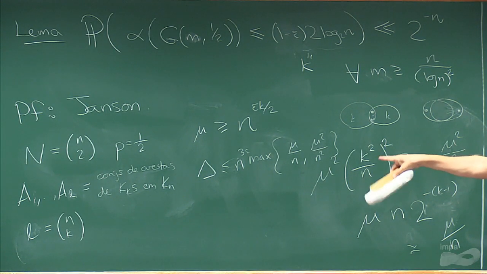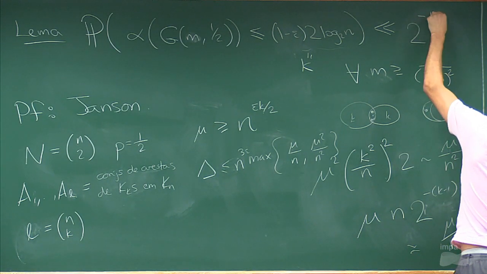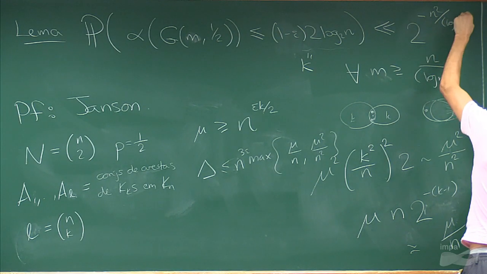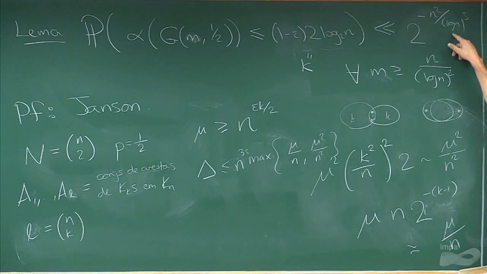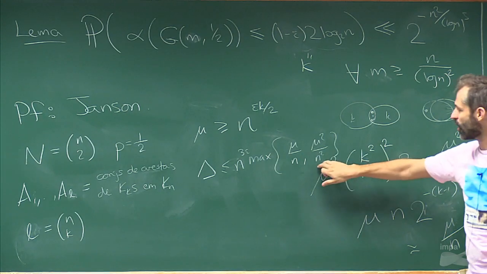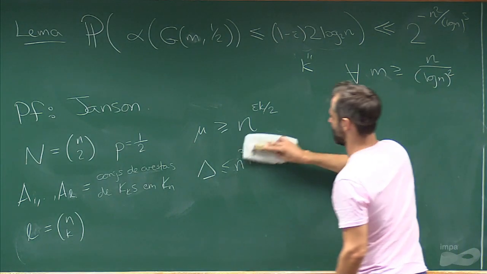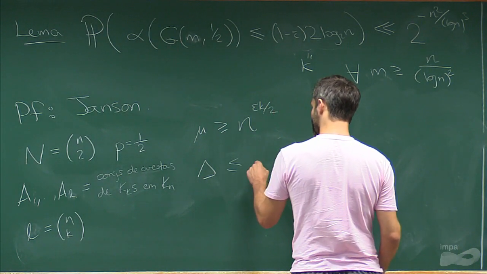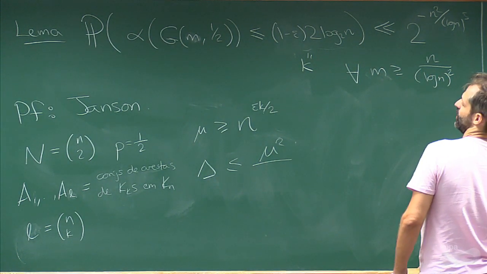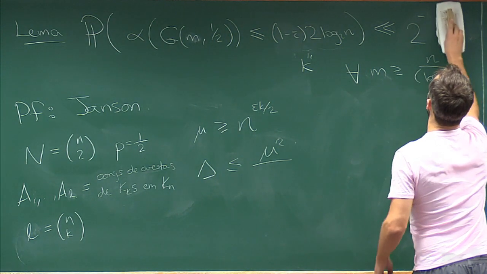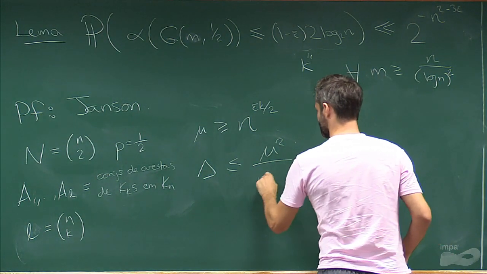Okay, but then you're done, right? Then you just plug in Janson and you're done. So really you get something like 2 to the minus n squared over some log n to the, I don't know, 5 or something. So you get something much, much stronger than we needed. You don't just get 2 to the minus n, you get 2 to the minus n squared almost, because your delta is like mu squared over n squared. So ignoring all this justification, I claim delta is smaller than something like n to the 2 minus 3 epsilon.